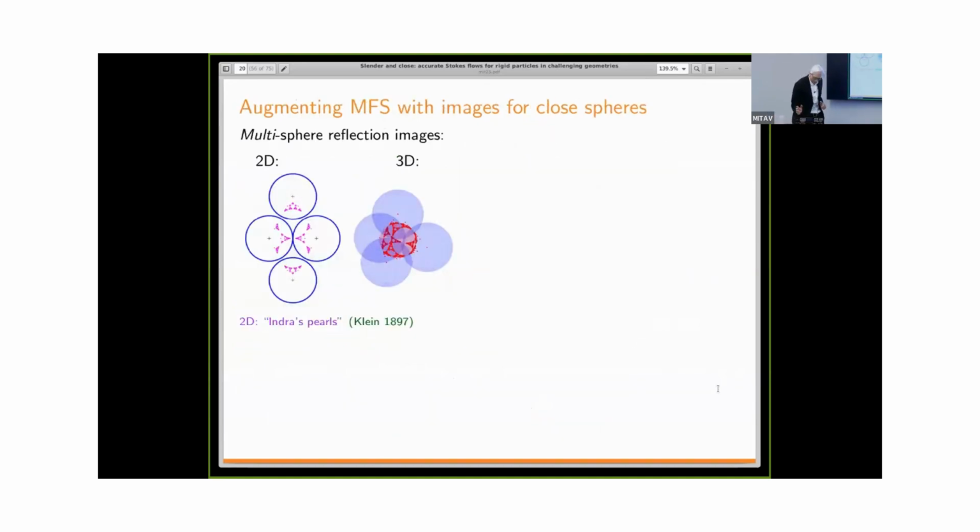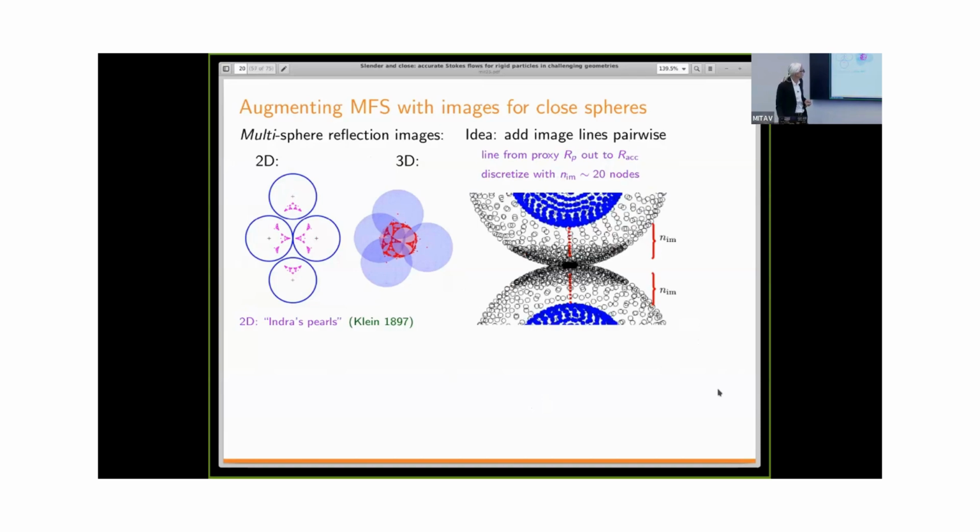So what do you do? Well, we want to solve multi-sphere reflection problems. So it's kind of curious to think, firstly, what happens if you do the multiple image reflections? Well, in 2D, you get something called Indra's pearls. Again, this is old, beautiful, pure math. In 3D, I don't know, you get a fractal dust that lives on some nasty shape. But we didn't want to do that. Well, we said, wouldn't it be nice if the pairwise singularities were enough? So we said, take the proxy points, and then enhance them by adding a line that's discretized, a line of unknown strength singularities that go out to the accumulation points.